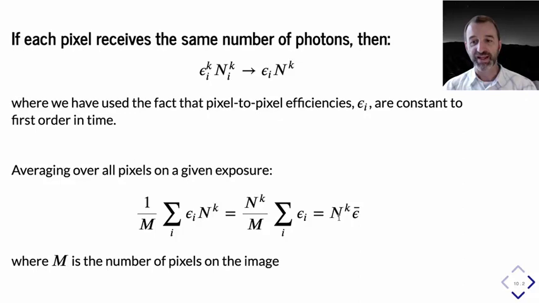We can get a quantity which is the number of photons incident times the average efficiency of the pixels. And this is something we can measure. We just take an exposure where we have uniform illumination and average over all the pixels, and this is what we get, this quantity here. So we don't actually know the number of photons that are incident. That's hard to measure. We don't actually know the efficiency of any given pixel, but the average of the whole system, we can measure that.